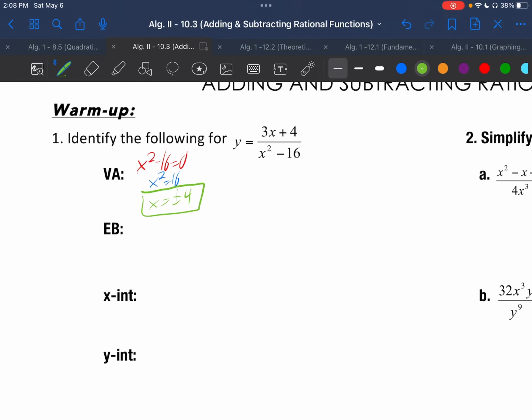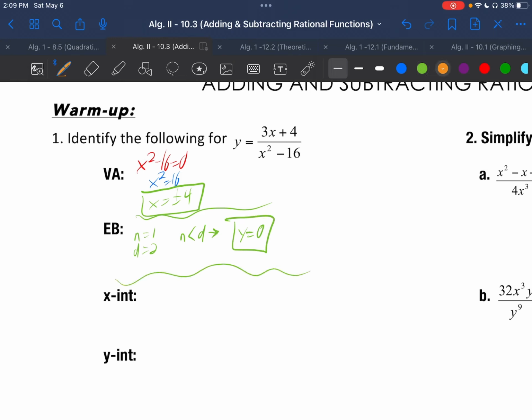For the horizontal asymptote, we say, okay, well, the degree of the numerator is 1, the degree of the denominator is 2. The degree of the numerator is less than that of the denominator, telling us the asymptote is at y equals 0, plus or minus any translation, which there is none.